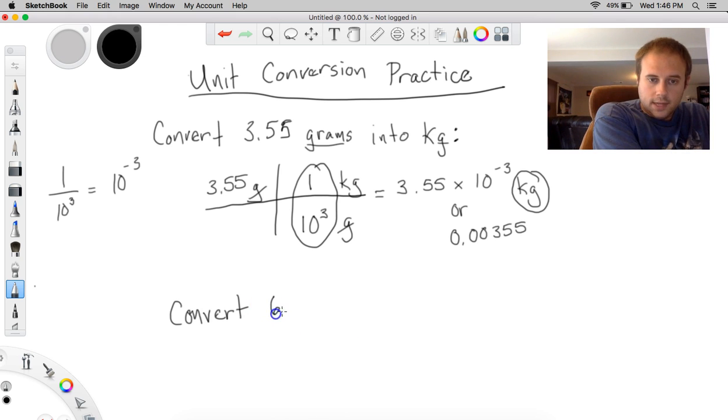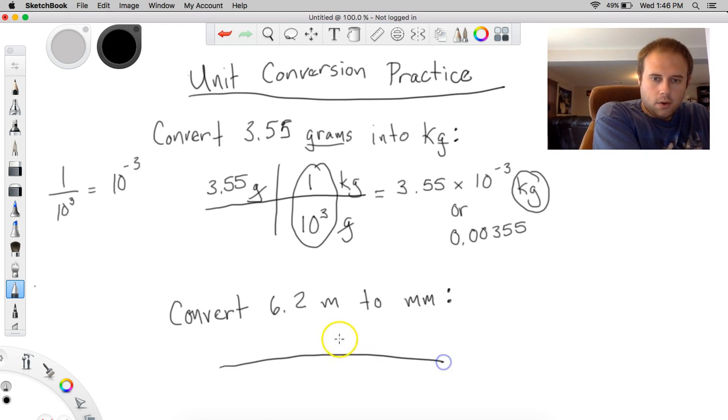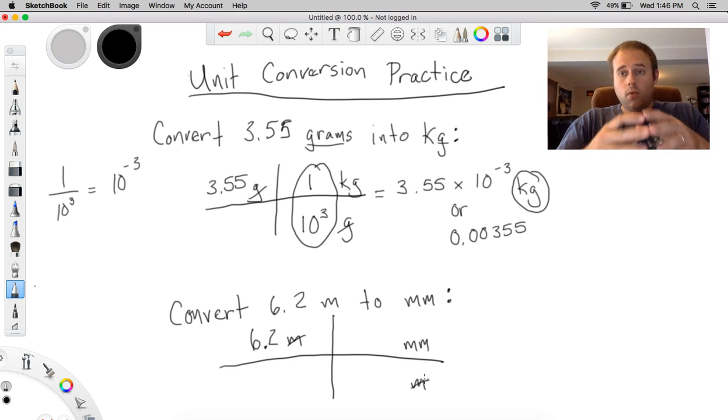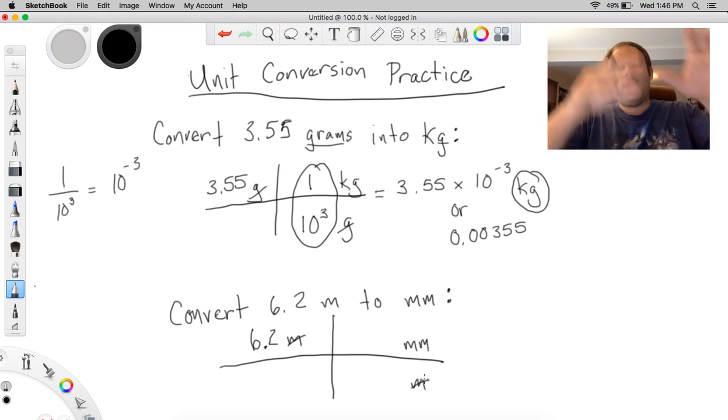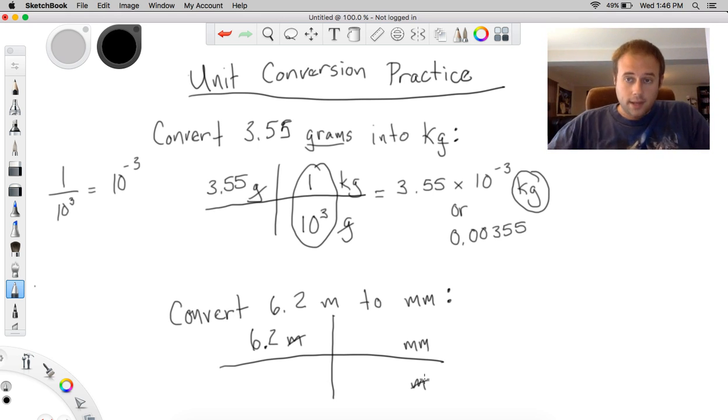So convert 6.2 meters, and I'll abbreviate that with M, to millimeters. All right. So again, I start with what I know. I know that I have 6.2 meters, and I would like to turn that into millimeters, so I'll get rid of meters. This should always be the way that you set up your canceling tables when you start. The known, and then you put the unit on the bottom that you want to cancel, and on the top the unit that you'd like to convert into.